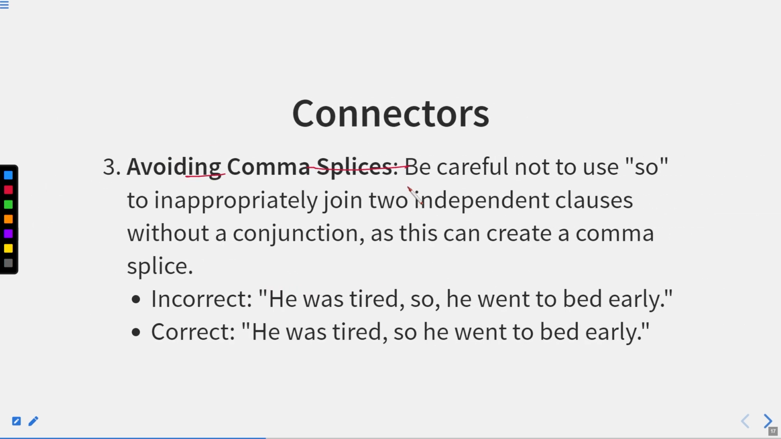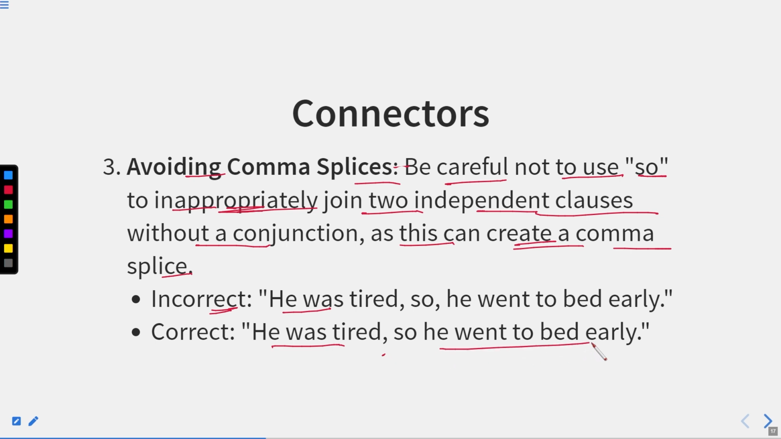After that, avoiding comma splices. Be careful not to use "so" to inappropriately join two independent clauses without a conjunction, as this can create a comma splice. What is incorrect? "He was tired, so he went to bed early." Now this will be incorrect. What can be the correct statement? He was tired. After that we put a comma, so he went to bed early. After "so" we need not have a comma again.